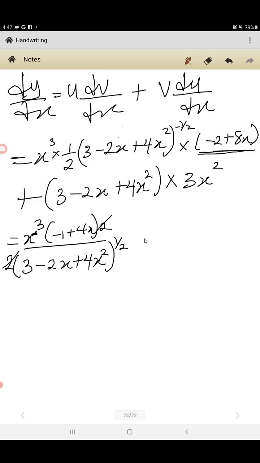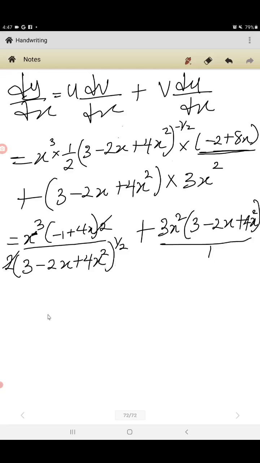So now plus 3x squared onto 3 minus 2x plus 4x squared. So now, this is over 1. We can find the LCM at this junction. There is a way we used to do it, whereby it will make it to be easy. So we want to simplify. You know, these two have cancelled these two. So we just have something like this.